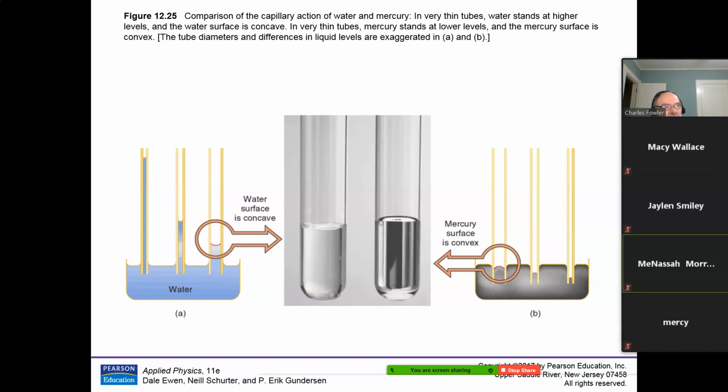I was going to do something else with that, but I forgot what it is now. But I probably spent too much time on that. Let's move on to, I guess, the next slide. That was capillary action.